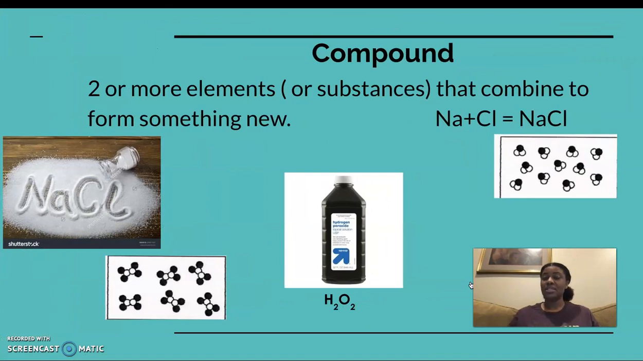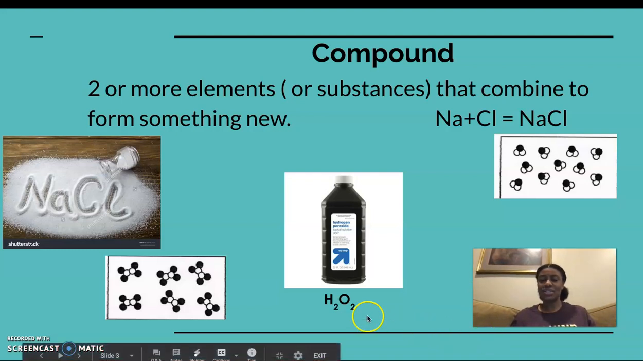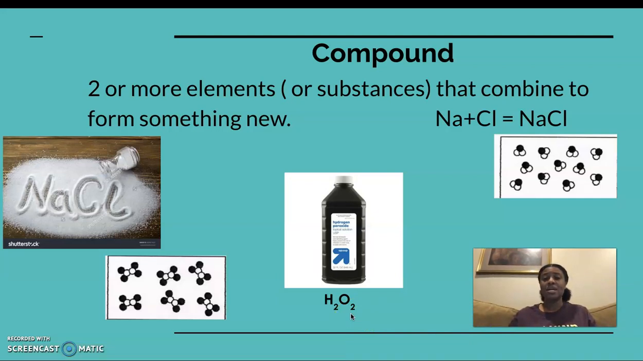Moving on to the new things. We have a compound. So a compound is when you have two or more elements that combine to form something new. So it's a chemical reaction. They combine and they form something completely different. So you take the element of sodium and you take the element of chlorine and you combine them and you get table salt. All right? You take two hydrogen atoms and two oxygen atoms and you put them together, you combine them, you bond them, and you get hydrogen peroxide. So a compound is when you take two or more elements and you combine them or they bond to form something new.